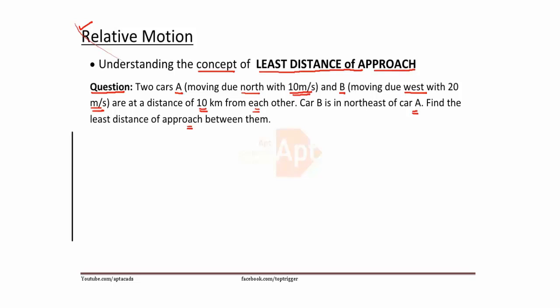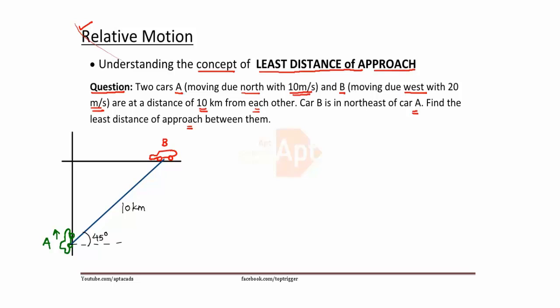So let's draw the two cars first. This is car B and this is car A. It says at some instant car B is in the northeast of car A. So this is the angle 45 degrees because car B is northeast of car A, and this distance is 10 kilometers. So this is the question. We want to find the least distance of approach between them. Now how to move ahead?